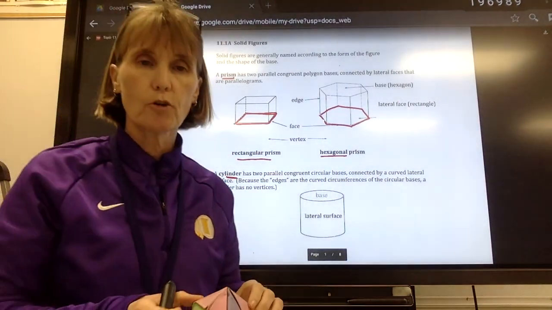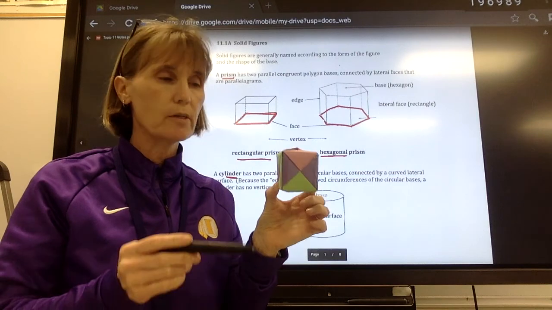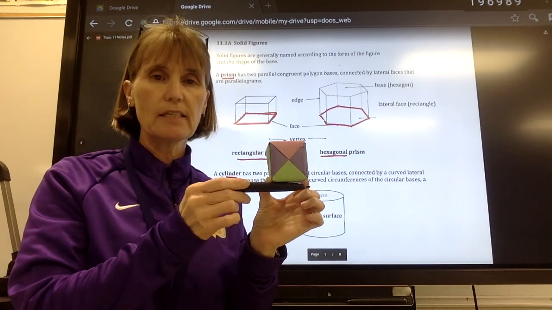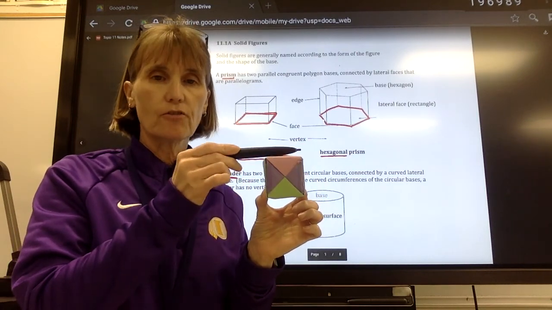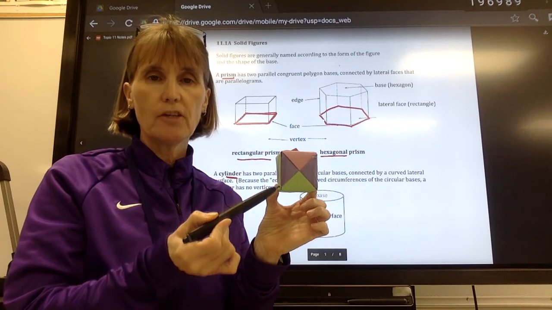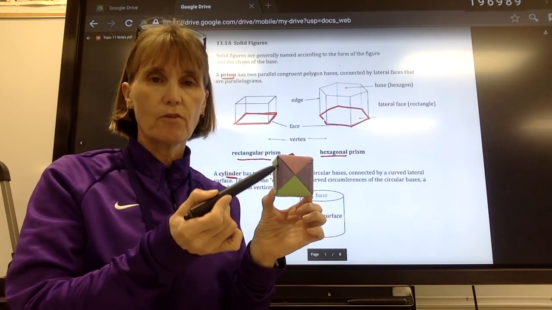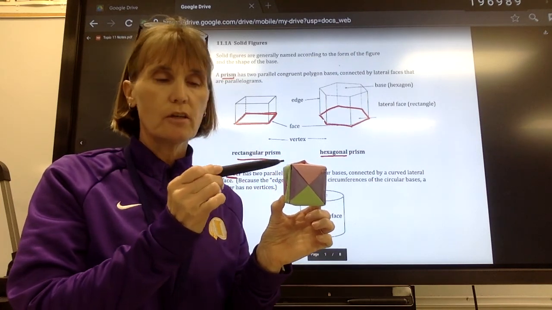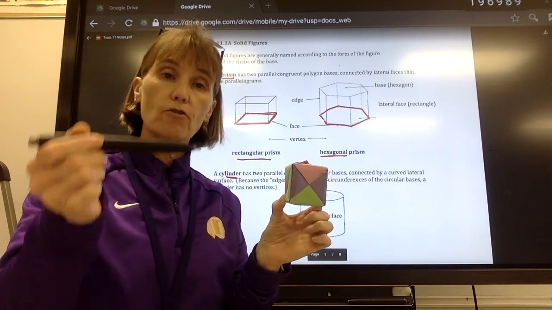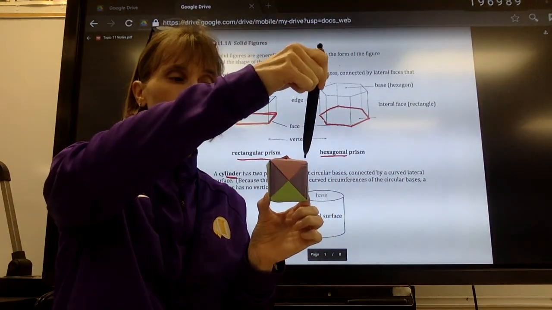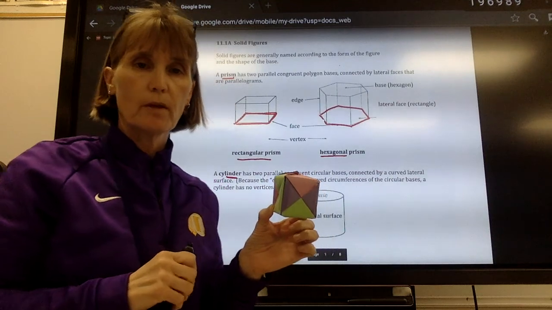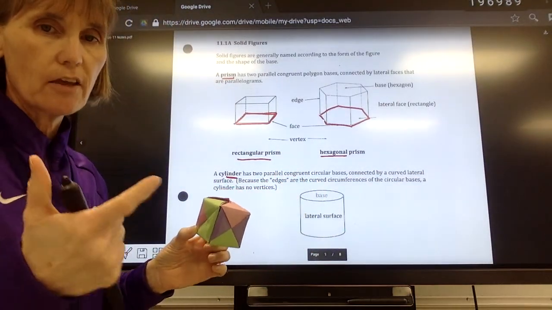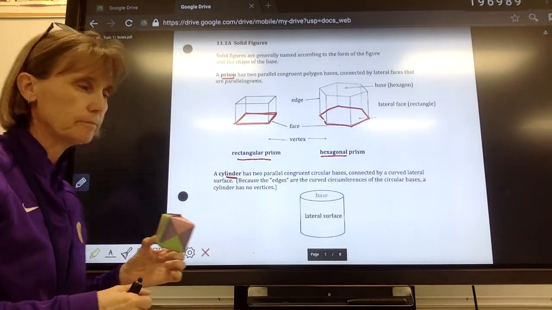So one of the things you're going to do on your worksheet is they're going to give you a prism, and you're going to tell me how many faces it has. Faces are the flat surfaces. You might tell me how many edges it has. Where the faces meet, that's an edge. These are all edges. And then the vertices are the corners of the figure, so you're going to count those as well. So you're going to count the faces, the edges, and the vertices.